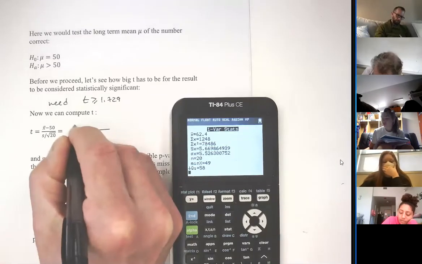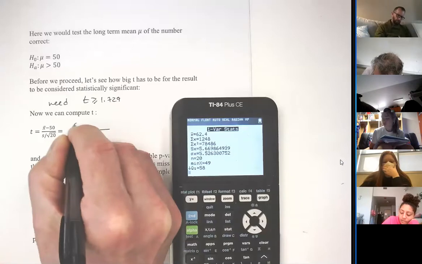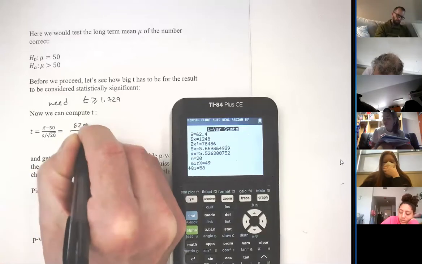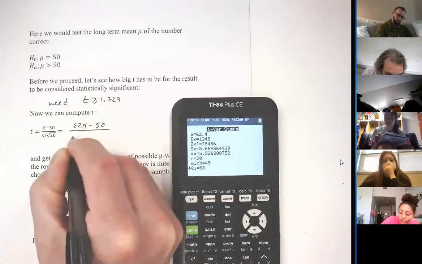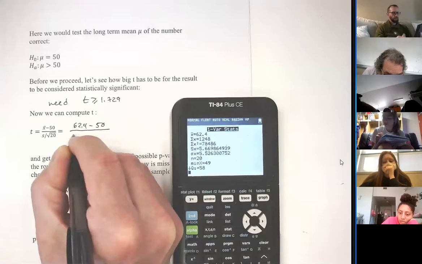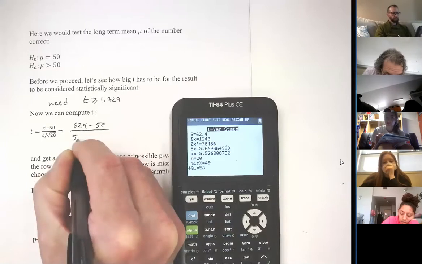Your X bar would be 62.4 minus 50. And then your S would be 5.6698, is it the 669? It is.